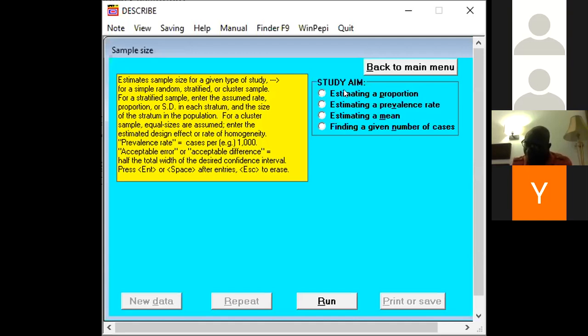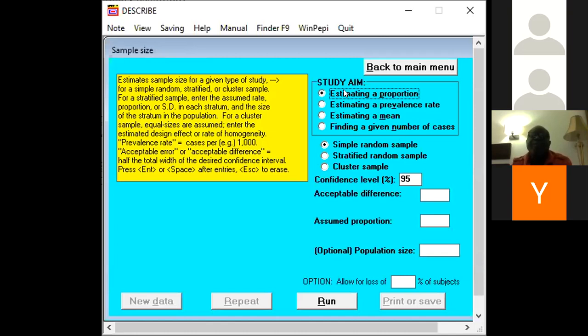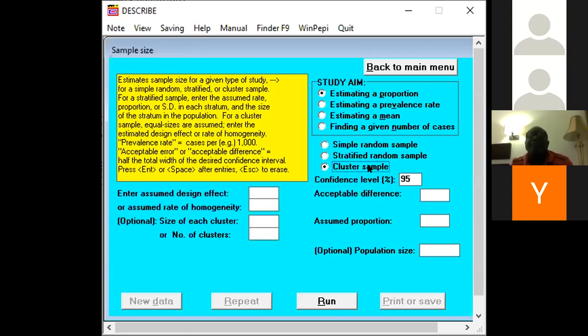So you click on that, population studying a proportion. Look at what it gives you: simple random sample, stratified random sample, cluster sample. You remember the cluster sample? We talked about it when we discussed design effects. If you click on it now, it will be different. It will ask for homogeneity, intraclass correlation, whatever. But since it's simple, you just click by default.